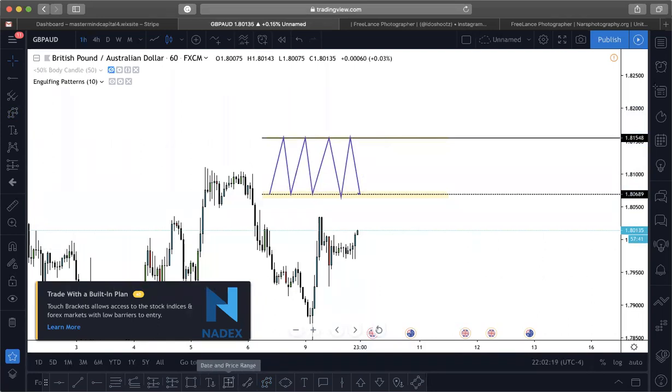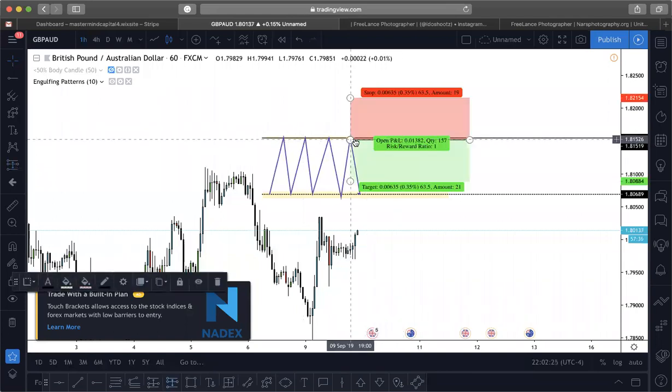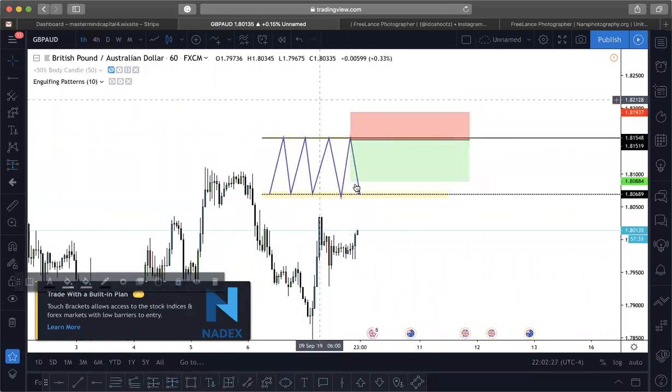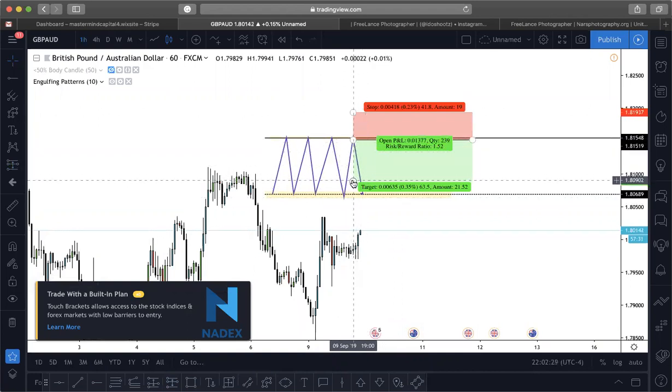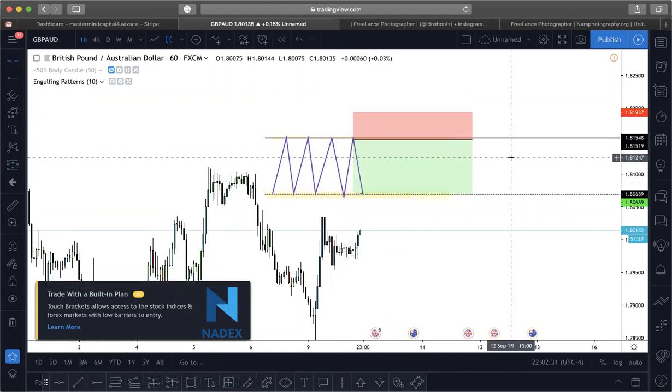Once you spot the support or the resistance, you would enter the trade like this. You just enter at the support or resistance, you put your stop loss above the level, you take profit at the next support, right?